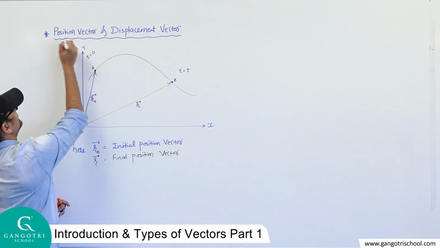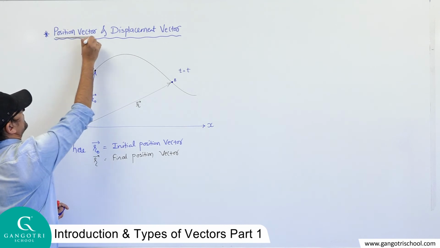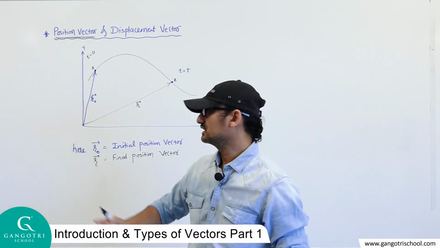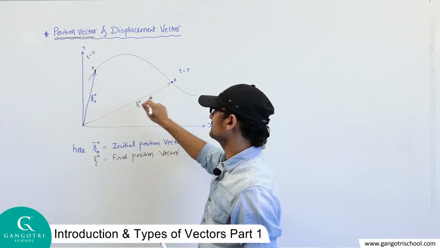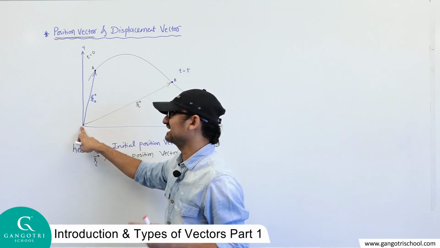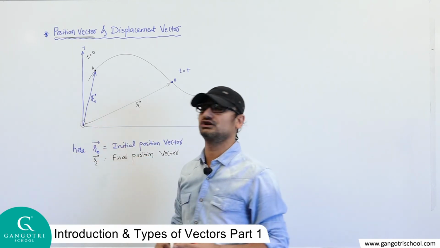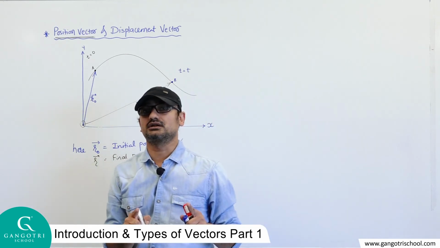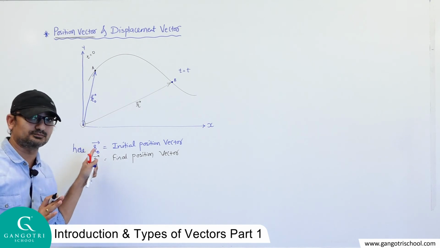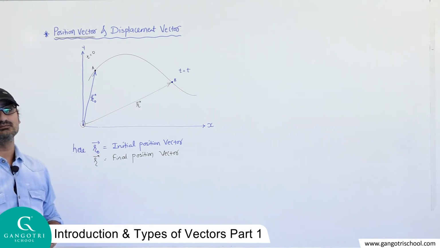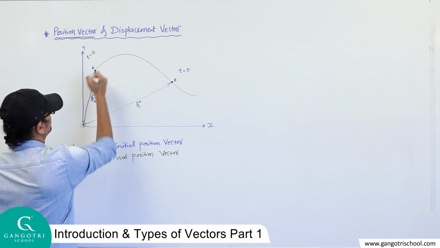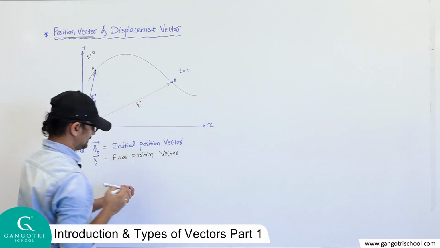So what is the actual meaning of position vector? Position vector means if a vector represents the position of any particle with respect to some reference point, here the reference point is the origin. If any vector represents the position of any particle with respect to some reference point, that vector is known as a position vector. Now dear student, this is the initial position vector, this is the final position vector.